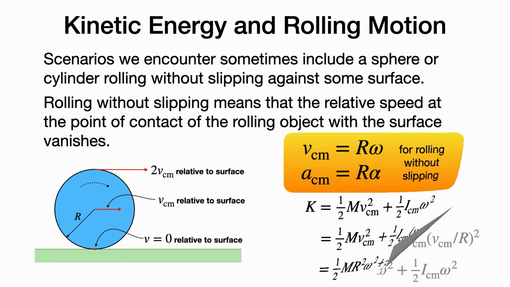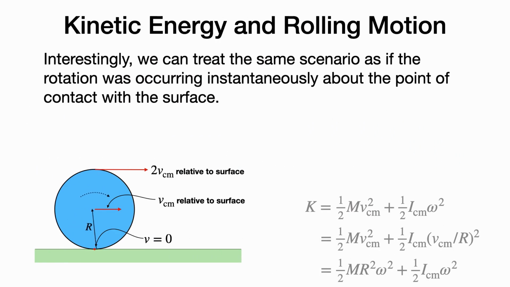Interestingly, we can treat the same scenario as if the rotation was occurring instantaneously about the point of contact with the surface. That is, we still find that if we consider our axis of rotation to be that point of contact, the speed at the axis of rotation is going to be 0 because the radius is 0. The tangential speed at the center of mass is going to be r times omega. And because the point at the upper side of the rolling object is twice as far away, its tangential speed is 2r times the angular velocity.